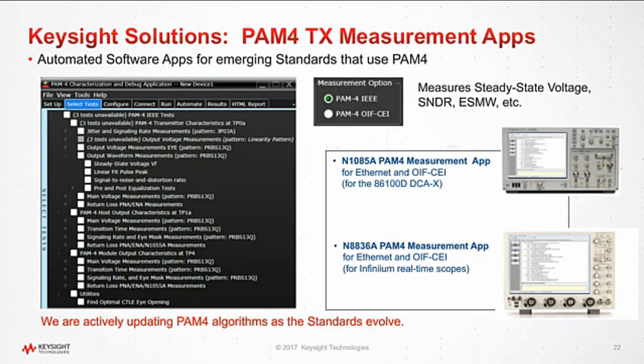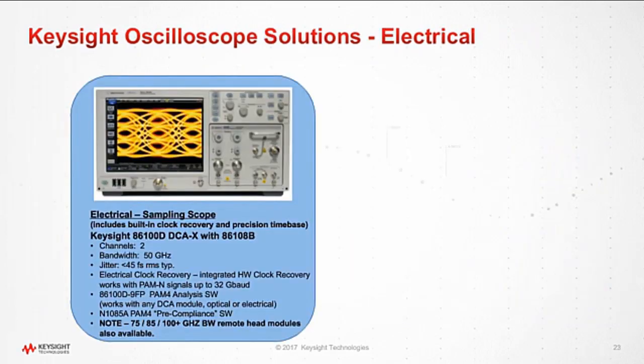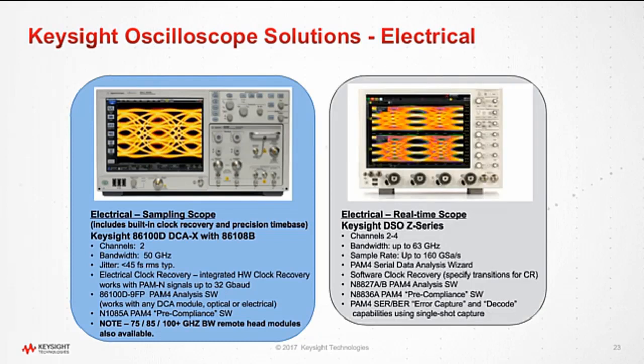From a hardware standpoint, on the electrical side, if you're using a sampling scope, you'd be using the 86100D with an 86108B plug-in. We also have other plug-ins with remote heads and higher bandwidth capabilities. On the real-time scope, you'd be using the Z-series because it has 63 gigahertz of bandwidth, and that is required in order to achieve the 33 and 40 gigahertz Bessel-Thompson response required by IEEE and CEI.